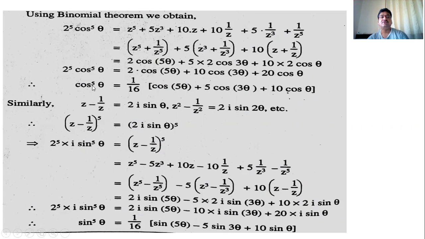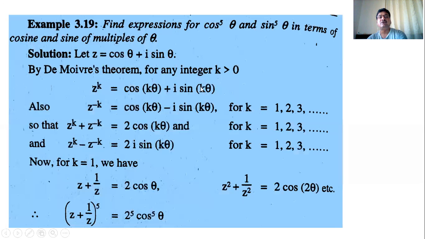Okay, so cos raised to 5 theta is what? Then 1 by 16, because 2 raised to 5 is actually 32, but take this 2 as common. With 2 in the bracket, 2 by 32 is 1 by 16, cos 5 theta plus 5 cos 3 theta plus 10 cos theta. Okay, because 2 is common on this side, and then shift the 2 raised to 5, that is 32, to the RHS. Then 2 by 32 is 1 by 16. So this is the answer of this problem, that is the expression for cos raised to 5 theta.